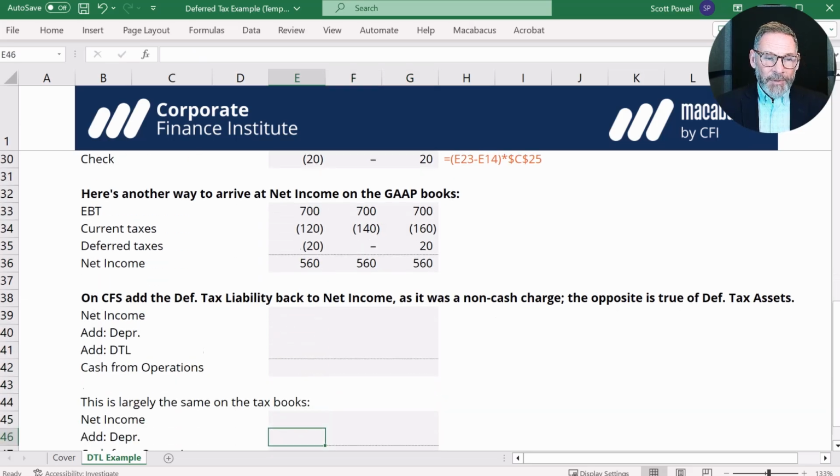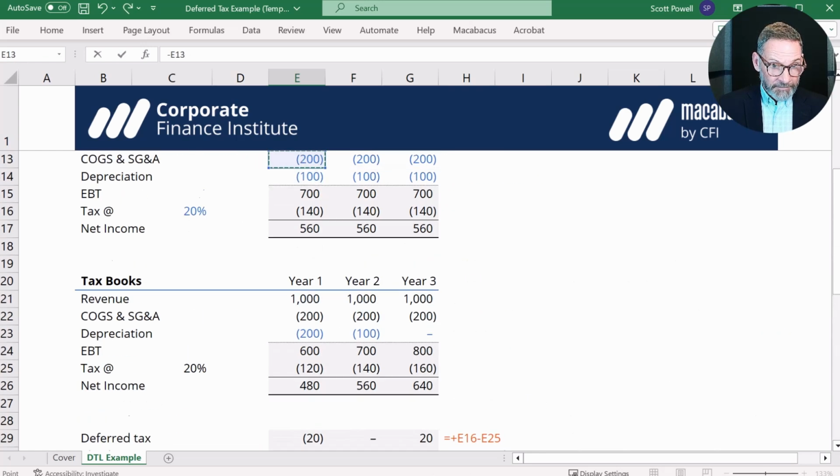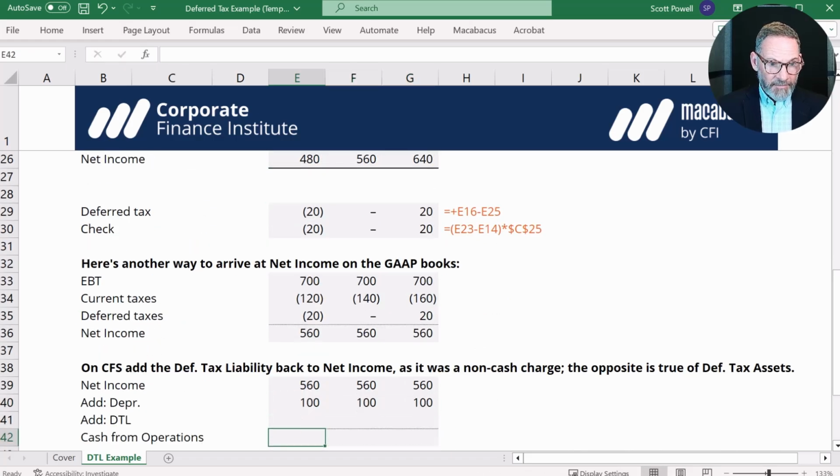And then when we think about the cash flow statement, we just need to think about a couple of things. We're going to do two ways to get to cash from operations. We can start with net income. And here we have net income. We're going to add back our accounting depreciation. So I'm going to put a plus sign there. I'm going to copy it across. And I'm going to add back the deferred taxes, capturing the deferred taxes in that calculation.